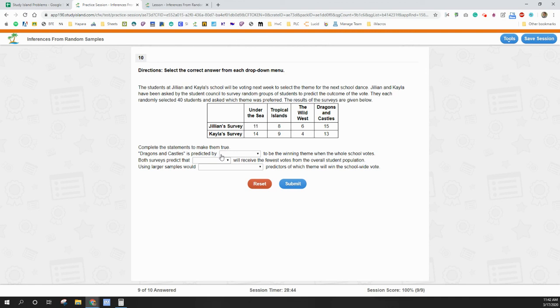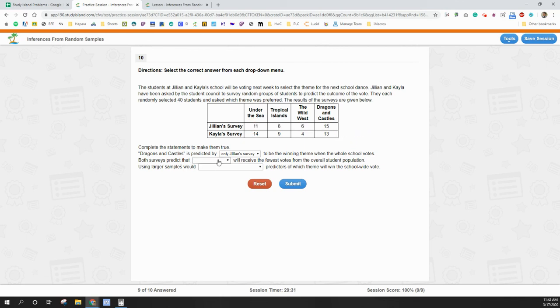Dragons and Castles is predicted by, and we select the drop-down menu and we have some options here. Only Kayla's survey, both surveys, only Jillian's survey, or neither survey to be the winning theme when the whole school votes. So if we look at Jillian and Kayla's survey and we check the Dragons and Castles section, would they be the winning theme? Well, for Jillian's survey, 15 is the highest number. So that would be predicted as the winner. But for Kayla's survey, 13 is not the highest number, 14 is. So we're going to say that Jillian's survey predicts that Dragons and Castles would be the winner, but not Kayla's, not both, definitely not neither. 15 is higher than any other number for Jillian's survey, but it's not the highest value for Kayla's survey.